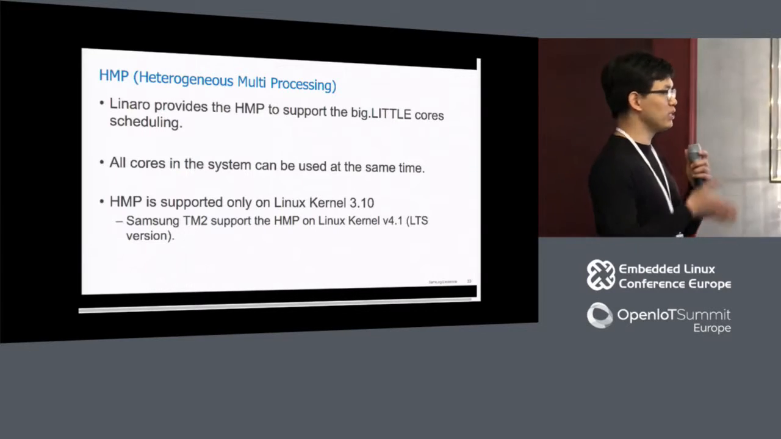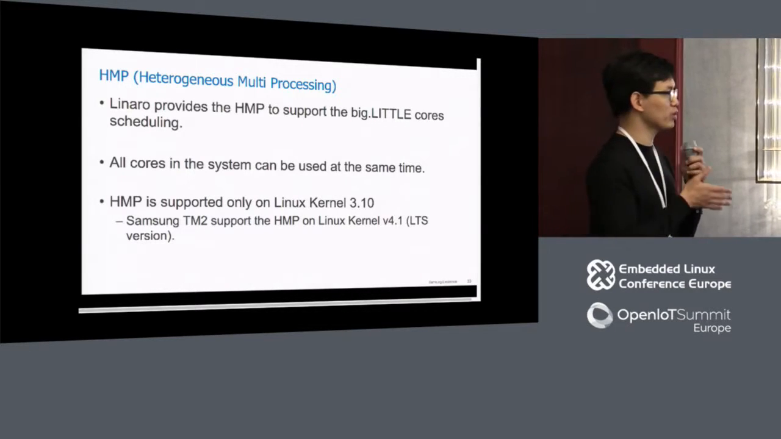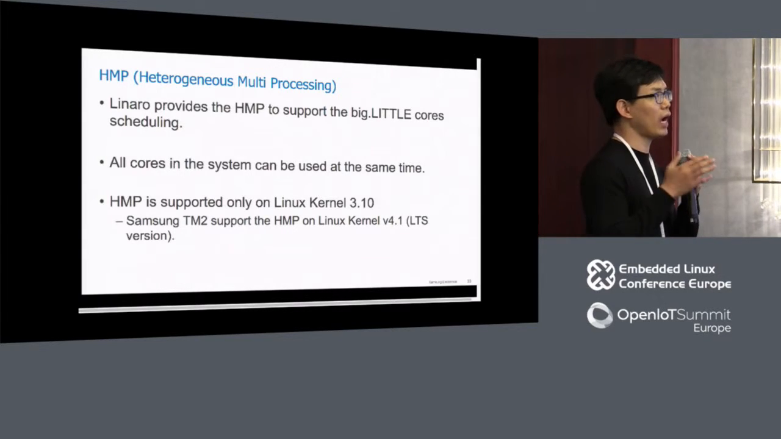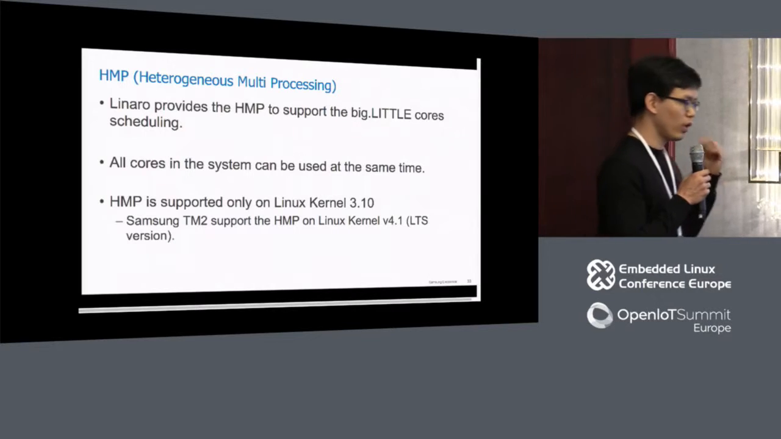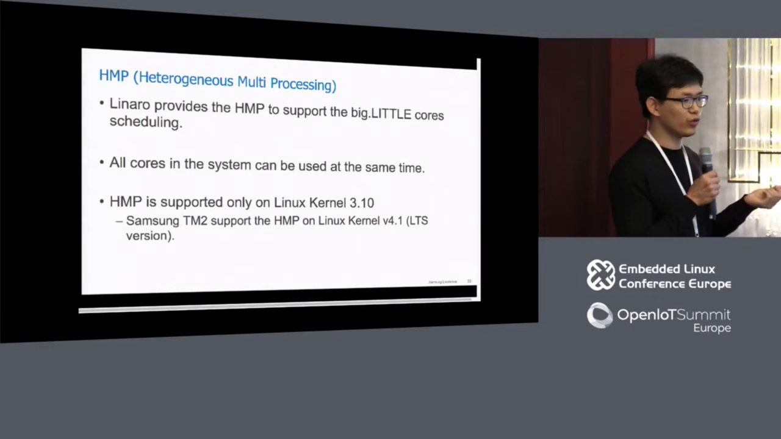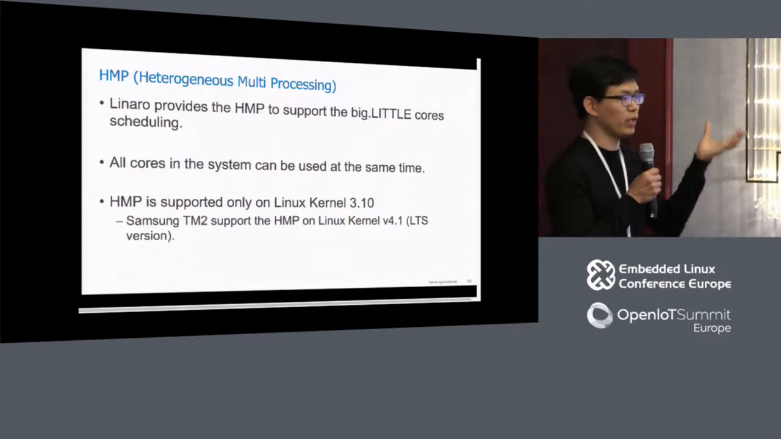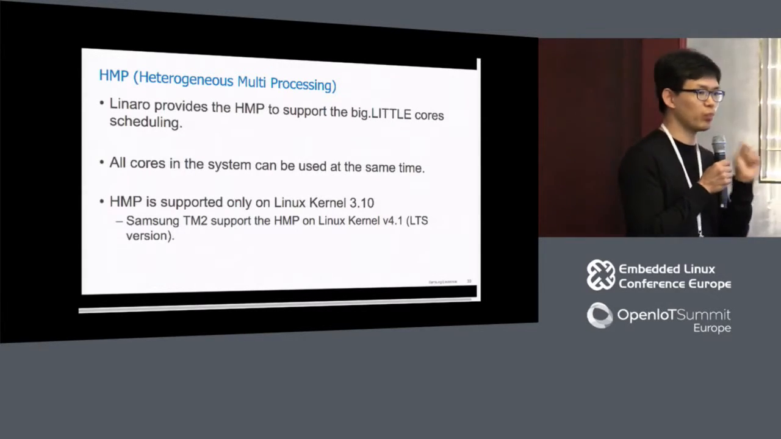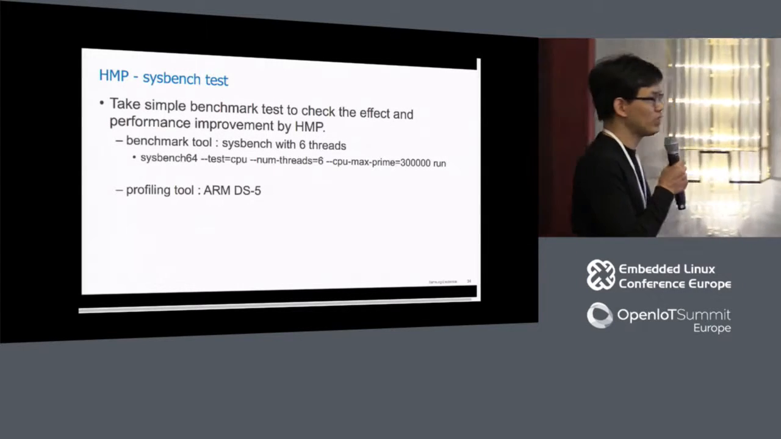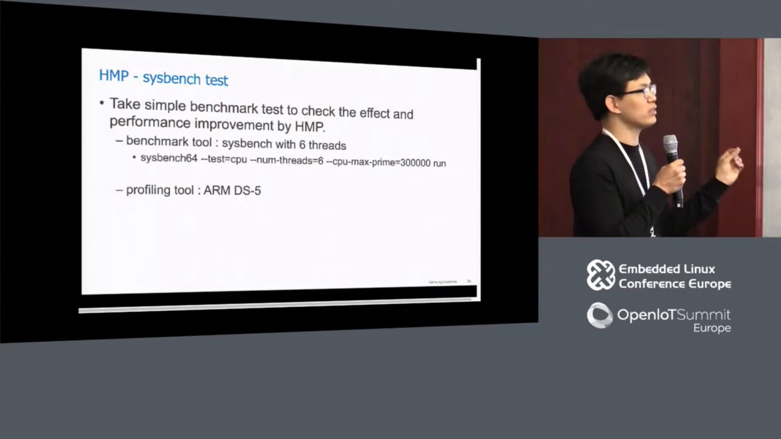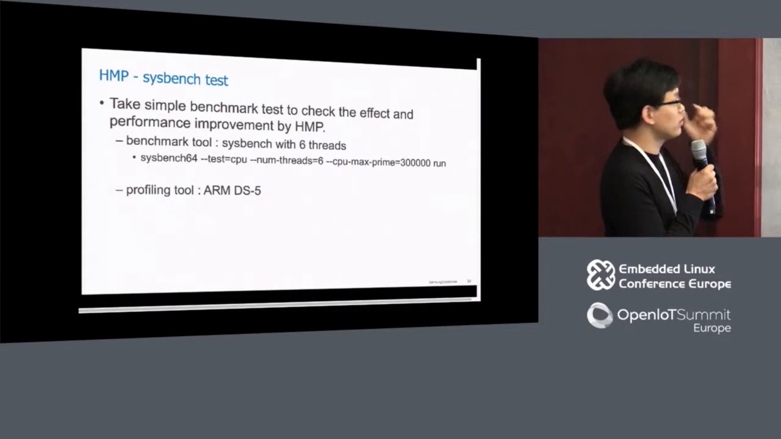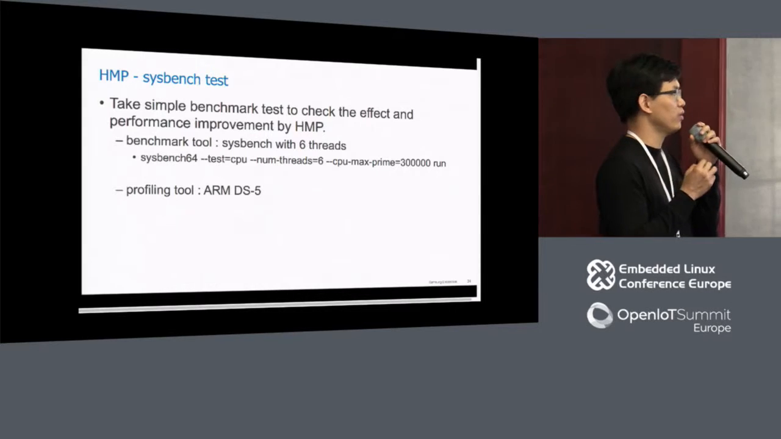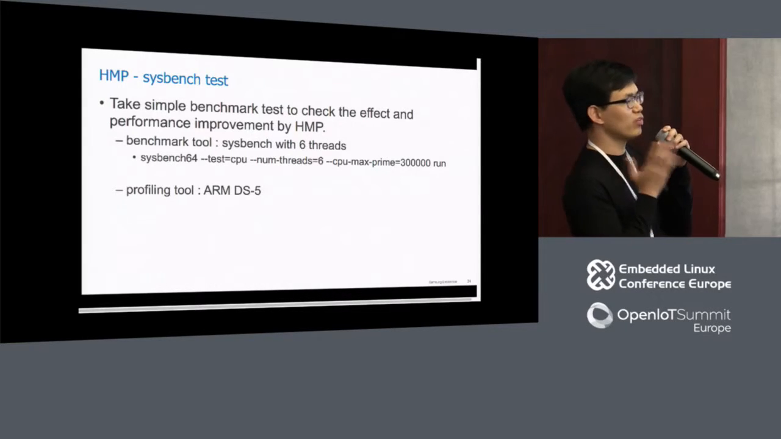But HMP is only supported on kernel version 3.10, and HMP is verified on ARM 32-bit. So in our project, I tried to support HMP on kernel version 4.10 and for ARM 64. I added a simple test for HMP. This sysbench benchmark created 6 threads, and I used the ARM DS-5 profiling tool.